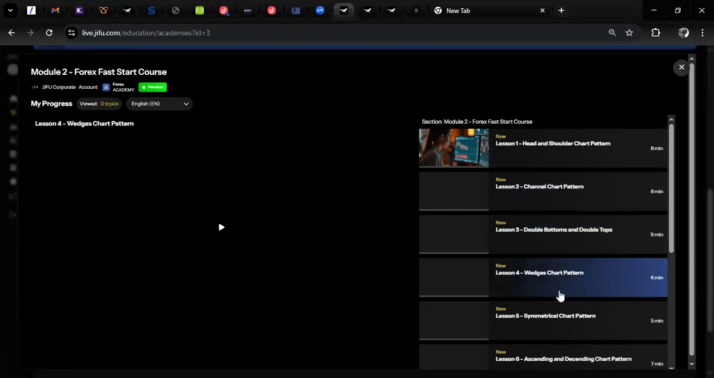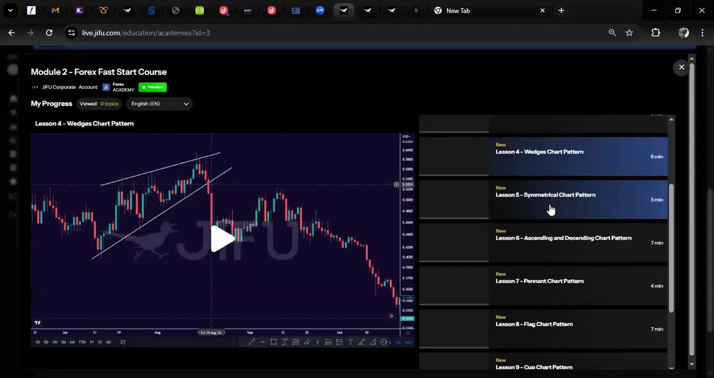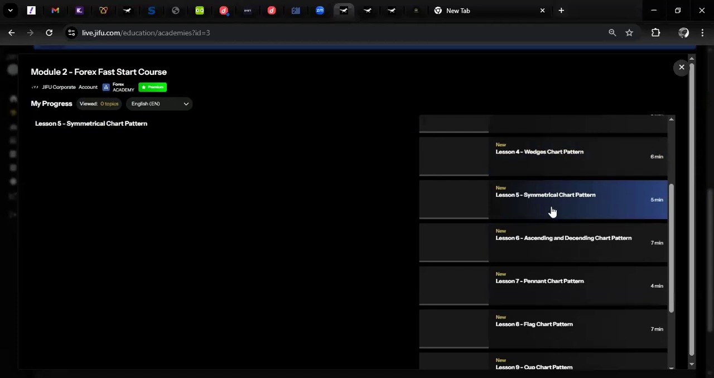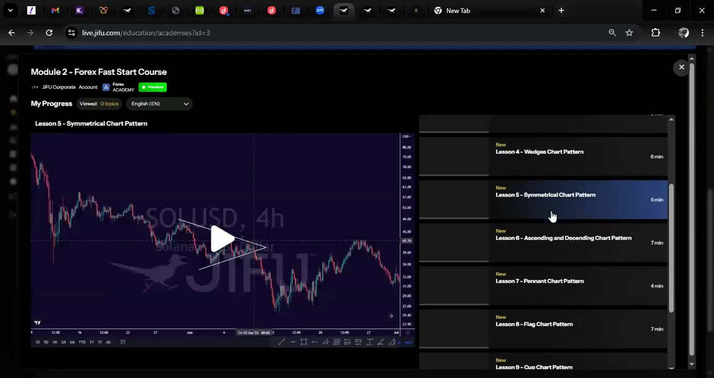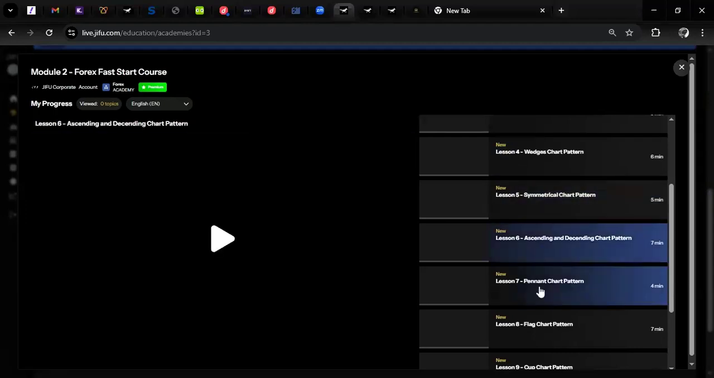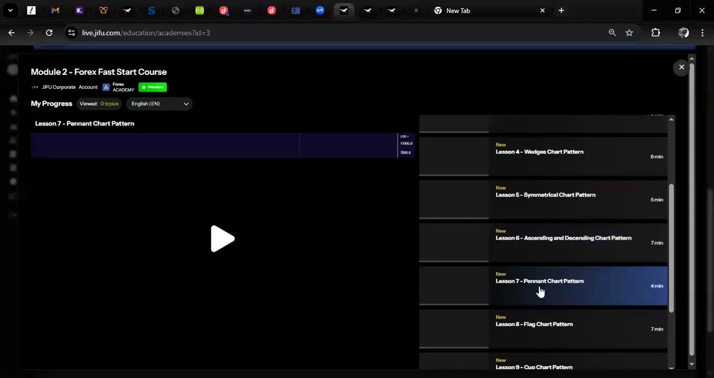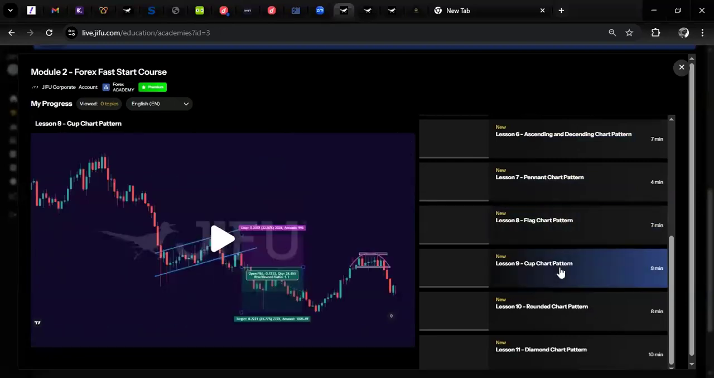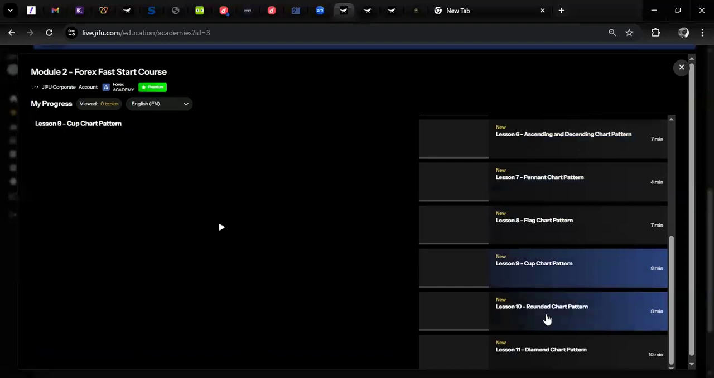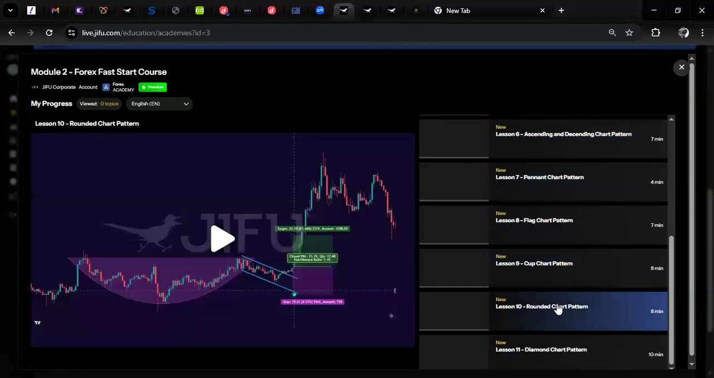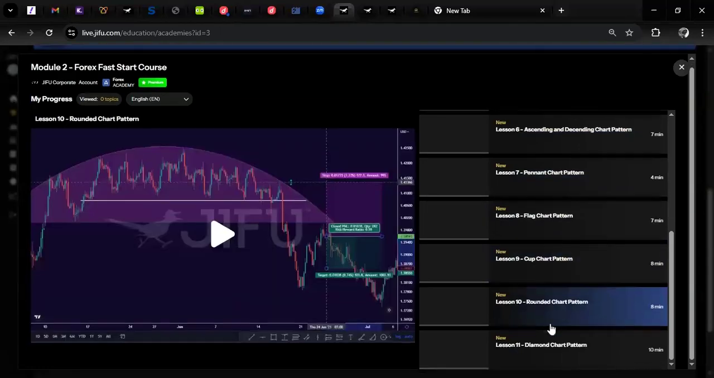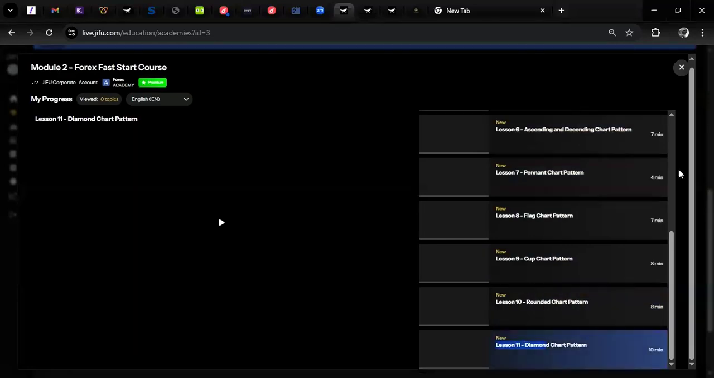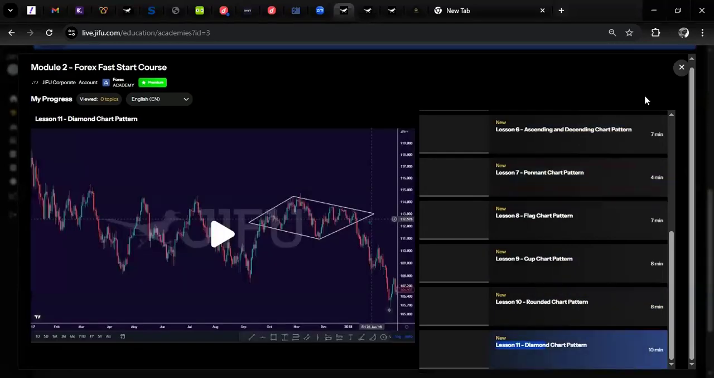These are quite simple though. Very okay, maybe not very simple, but they're straightforward. You just have to understand how to use them. Symmetrical chart pattern, ascending and descending chart pattern, pennants, quite simple, right? Flag chart pattern, cup chart pattern, rounded chart patterns, and diamond. So these are chart patterns, guys.